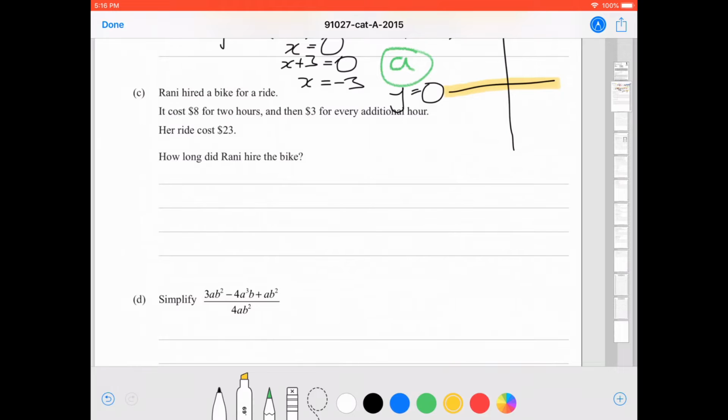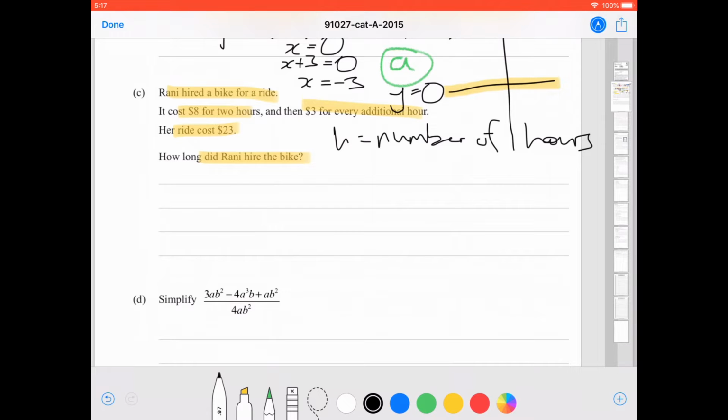Okay, moving on to question 1c now. Rani hired a bike for a ride. It cost $8 for 2 hours and then $3 for every additional hour. Her ride cost $23. And it says, how long did Rani hire the bike? So the first thing we can say is basically give ourselves a variable. We'd say h equals number of hours.